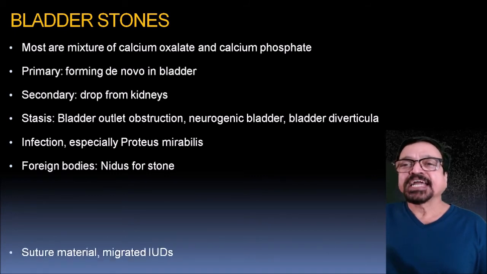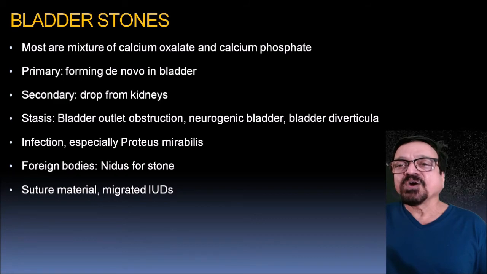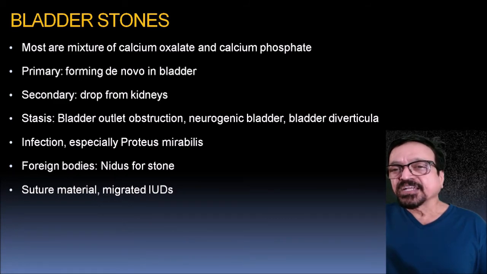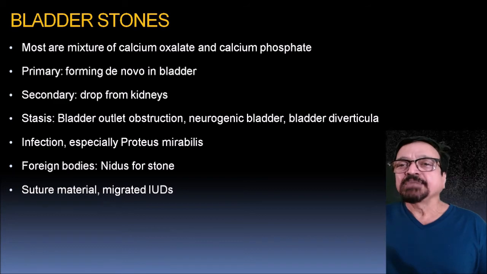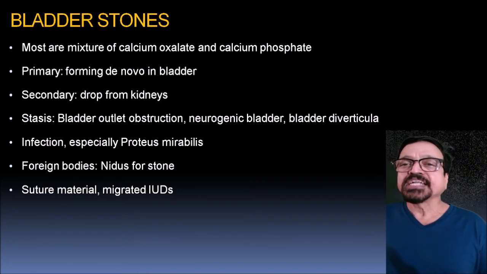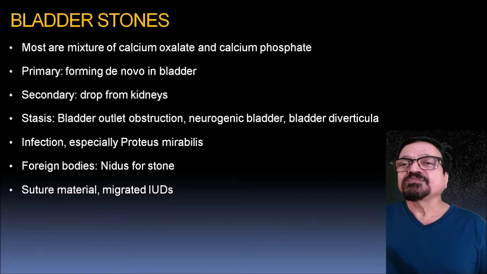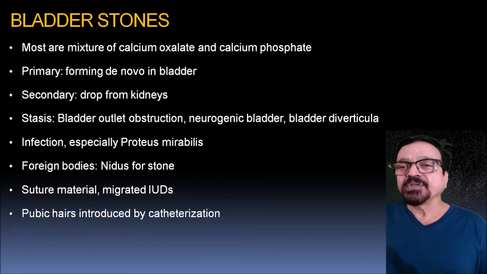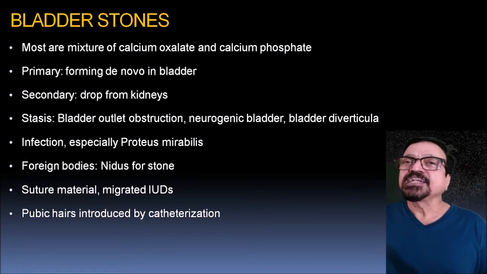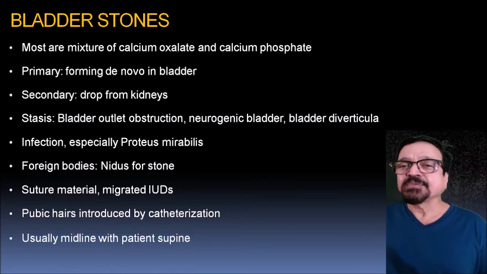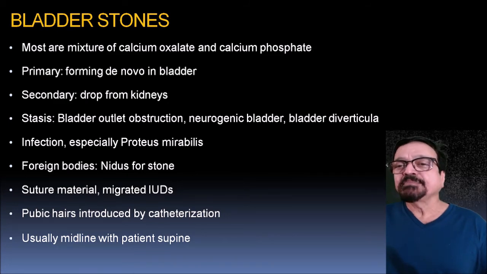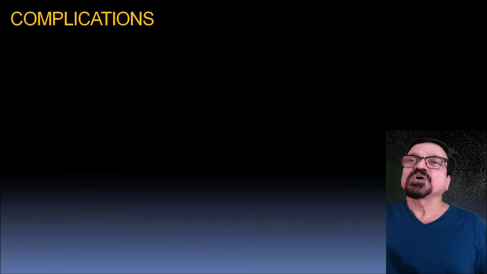A foreign body can form a nidus for the stone, and stricture can cause a poor stream and residual urine in the bladder, that is stasis, and that also can form a bladder stone. So that is another thing. And suture material migrated from an intrauterine contraceptive device, or even a Foley's catheter which is retained there for a long time, can also cause a stone. Then pubic hair introduced by catheter into the bladder can also lay down calcium around it, and there can be a bladder stone.